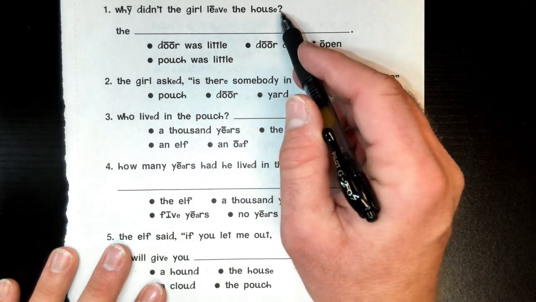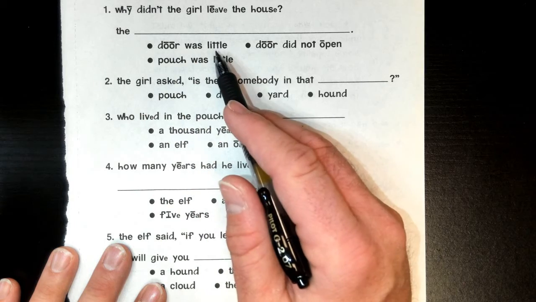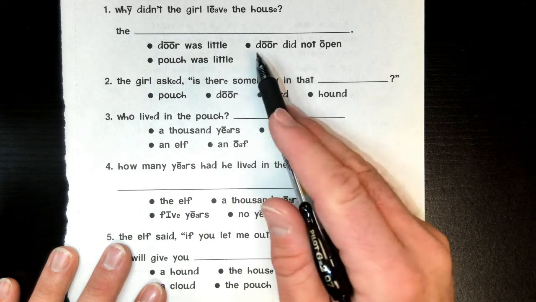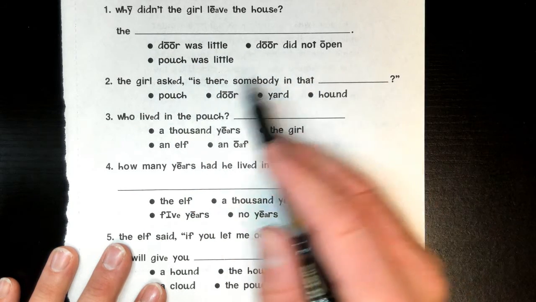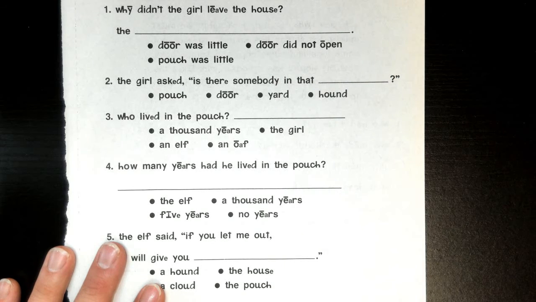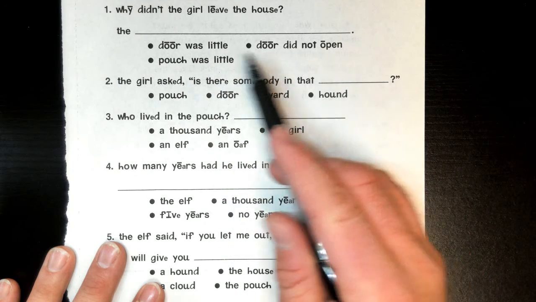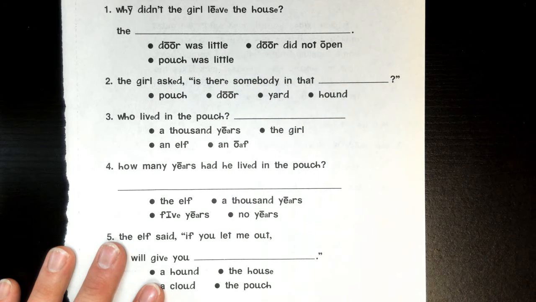Question 1. Why didn't the girl leave the house? The door was little, the door did not open, or the pouch was little. Why didn't the girl leave the house? The door was little, the door did not open, or the pouch was little. What do you guys think?